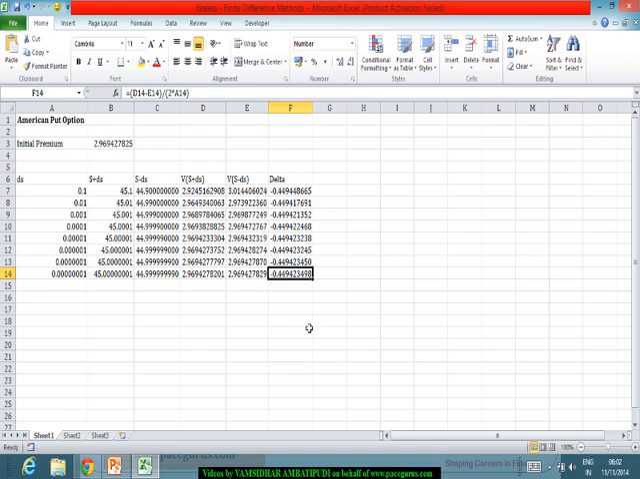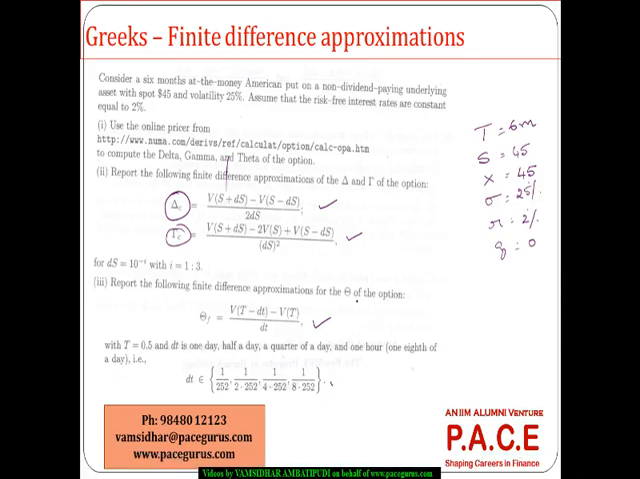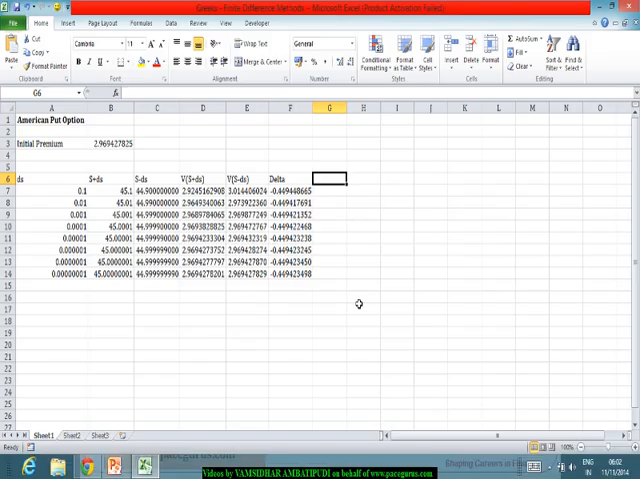Probably I should try out even a few more increases in DS to check out an even more appropriate delta for my calculations. All right. So this is how I'm getting my delta. The same logic I can use for getting my gamma as well.